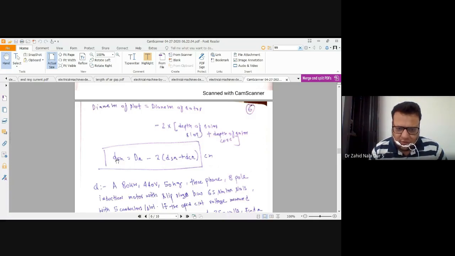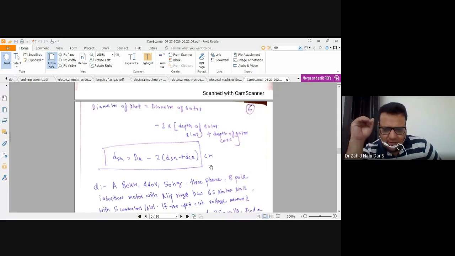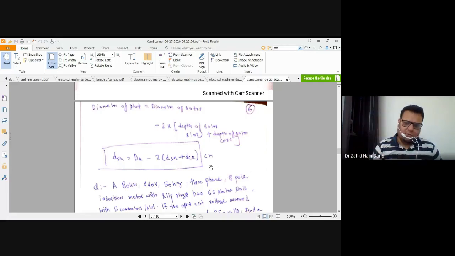So this formula is also very important. Hope you have understood. If you are having any doubt, please tell me at this particular point. I'll explain. So I'll move to the problem. Let's focus on the problem. The problem will give a clearer understanding of the subject.